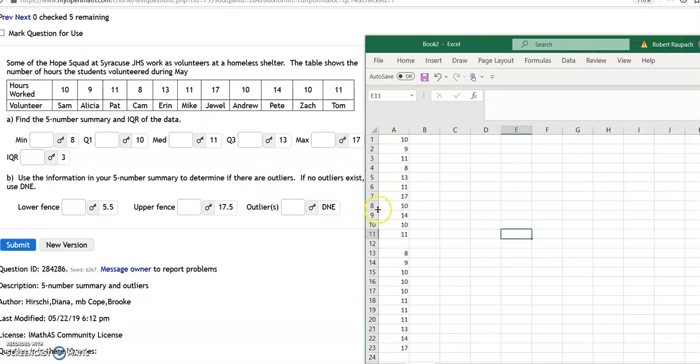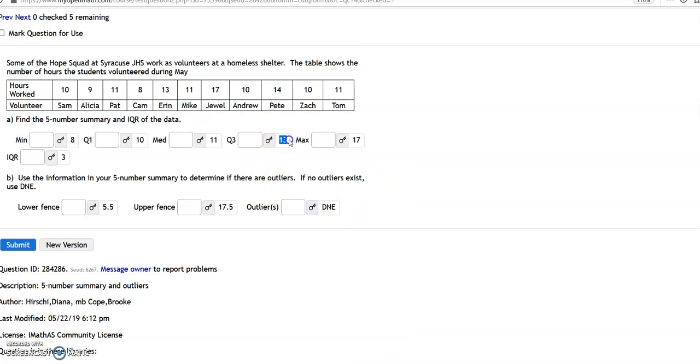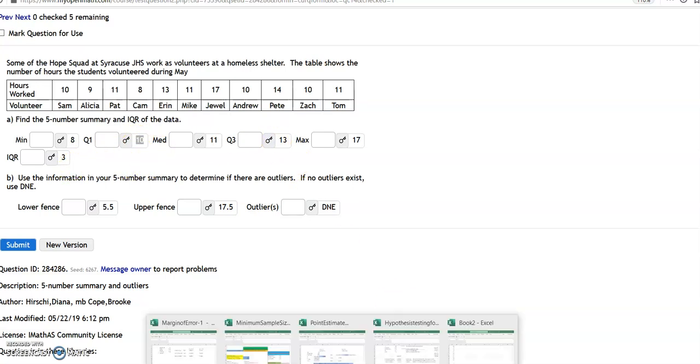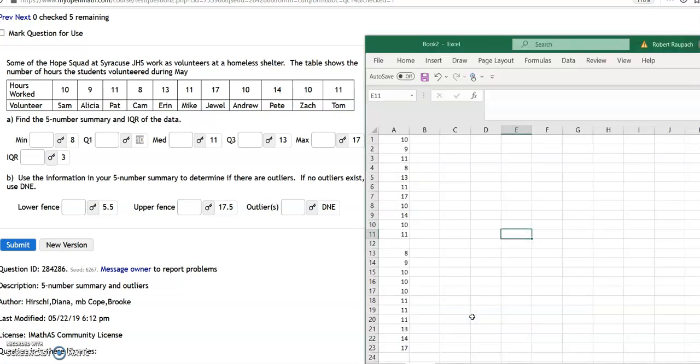The IQR, which stands for interquartile range, is simply Q3 minus Q1, okay? So Q3 is 13 minus 10 is 3. Obviously you don't need a calculator to be anything but somewhat reasonable in math in your head, okay? All right.